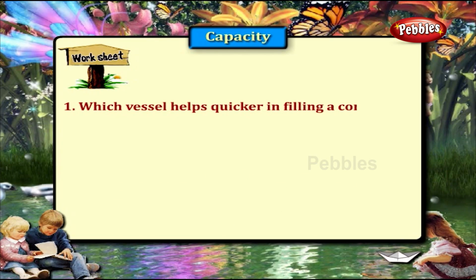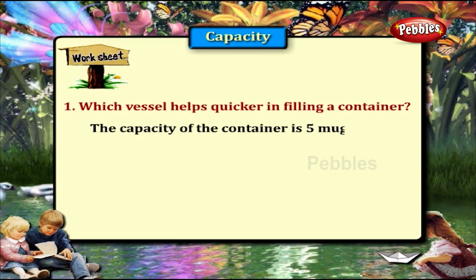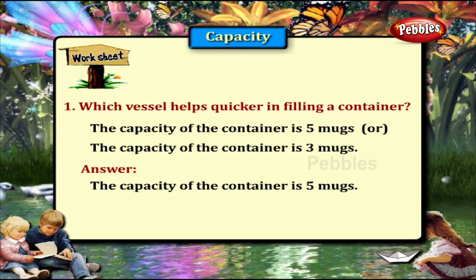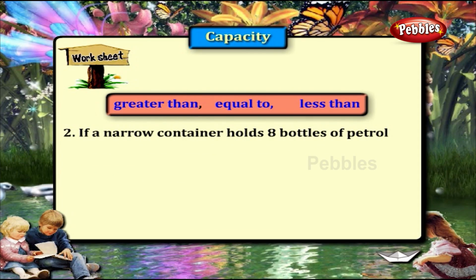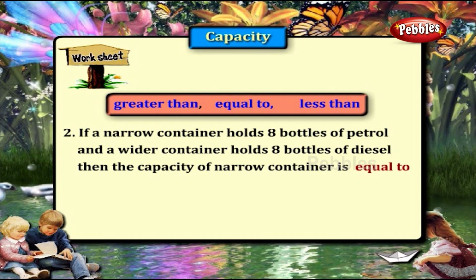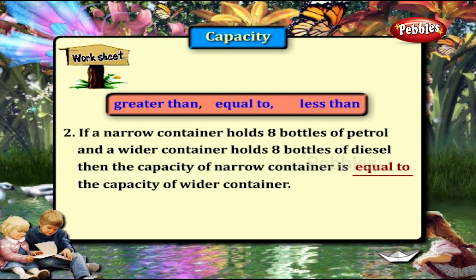Which vessel helps in filling a container quicker? The capacity of the container is 5 mugs, or the capacity of the container is 3 mugs. Answer: the capacity of the container is 5 mugs. If a narrow container holds 8 bottles of petrol and a wider container holds 8 bottles of diesel, then the capacity of the narrow container is equal to the capacity of the wider container.